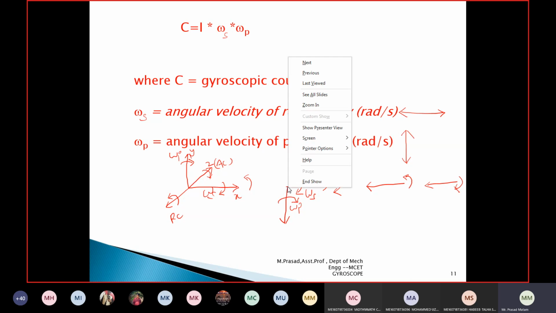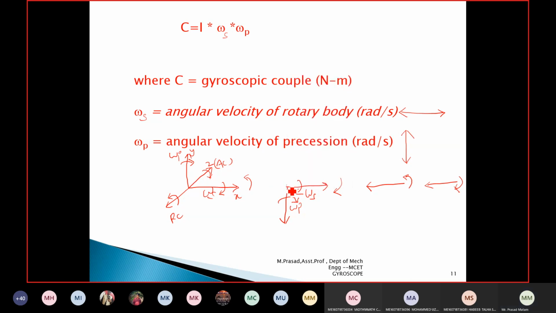Draw the couple vector. Now this angle is 90 degrees. This is your Z. It has to move downwards. Means how can it move downwards? You can see in what direction we need to keep the arrow mark, this side or this side.